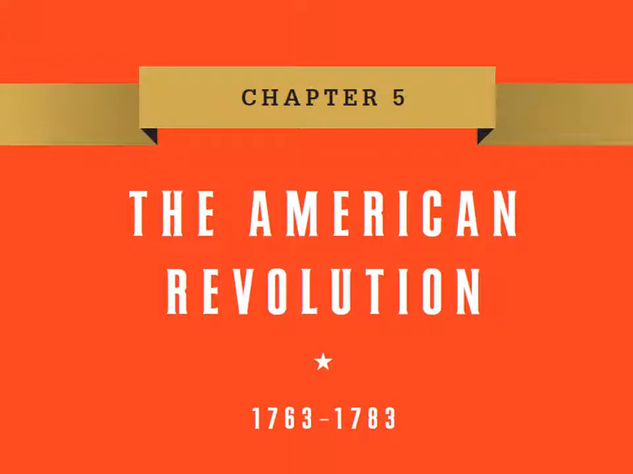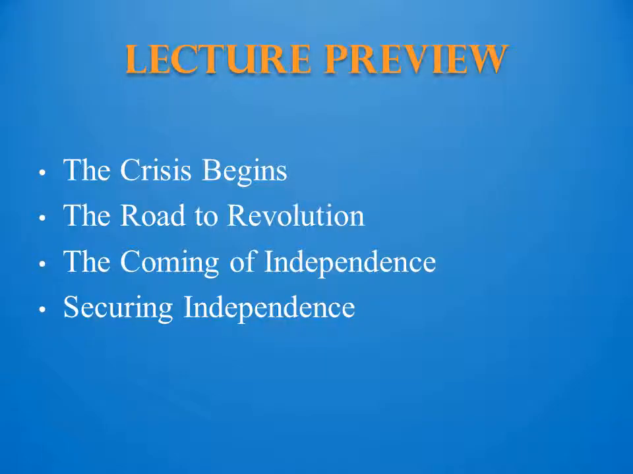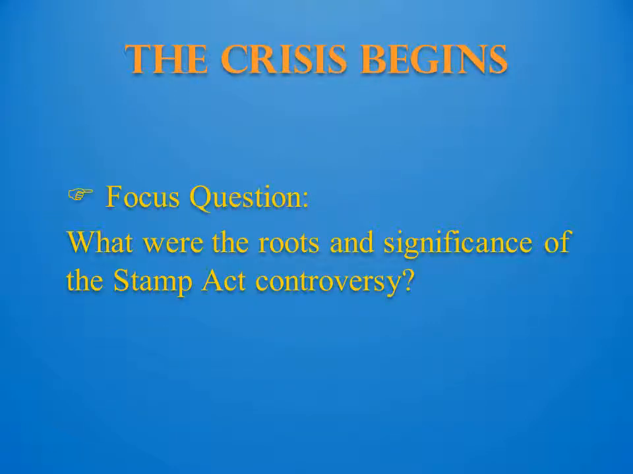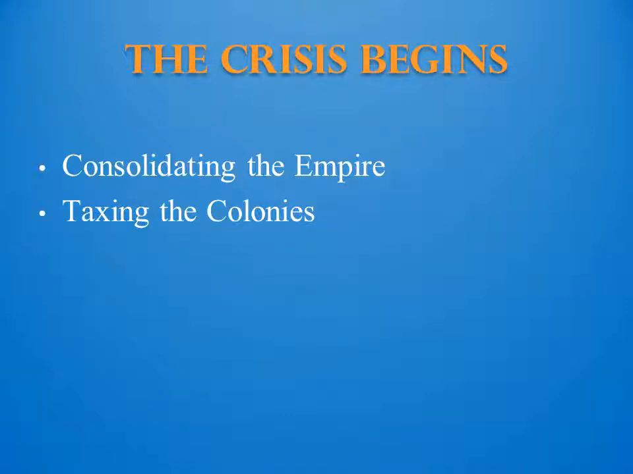This is Chapter 5, The American Revolution. We're going to be looking at how the crisis began, the road to revolution, becoming independence, and look at how the colonists secured their independence from Great Britain. In this first section, we'll be looking at the causes and the significance of the Stamp Act and how that led to the crisis in the colony.